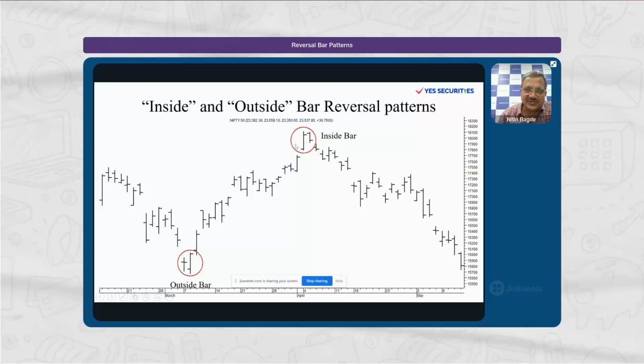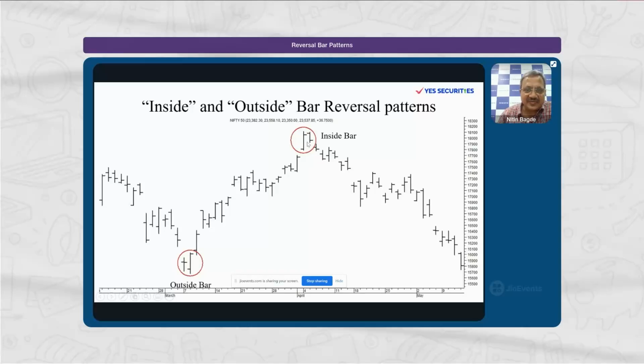If suppose at this place it has occurred and after 2 days the high is taken out, then it will indicate that the pattern has failed. But if low is taken out, then there is a probability of change of direction. So in this case of Nifty, here the low was taken out on third day and thereafter the fall started.